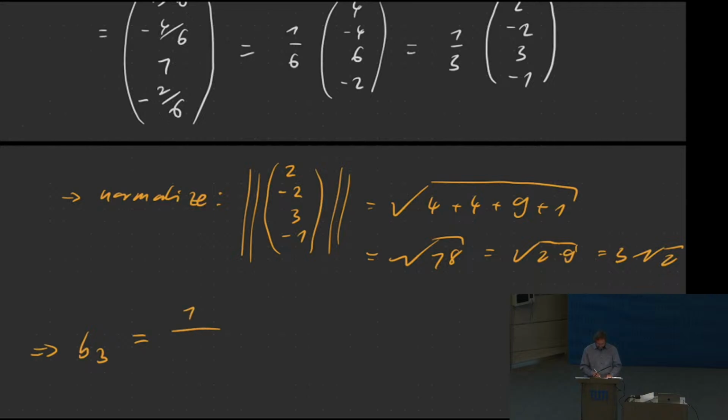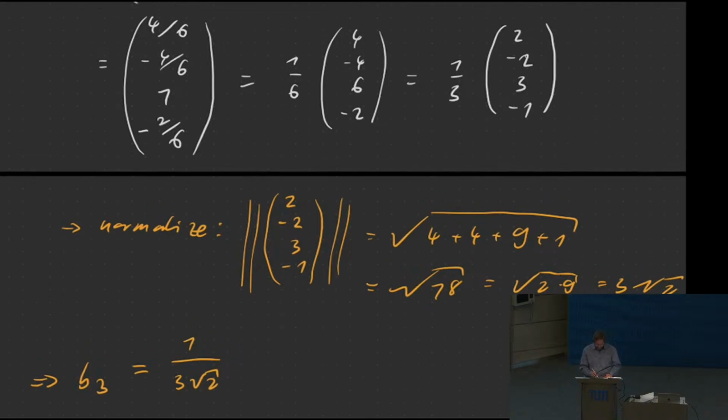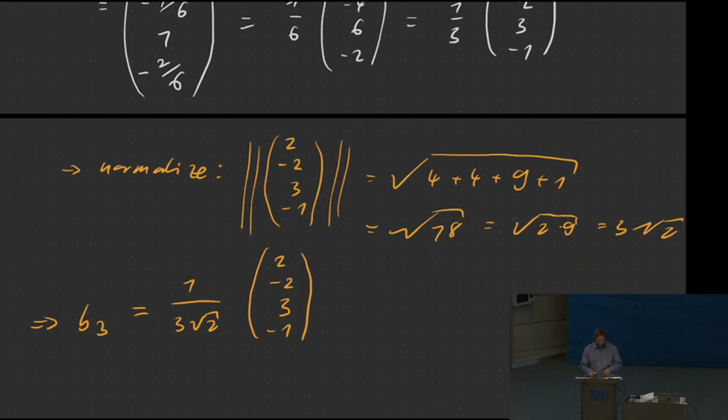Okay, so now I would get 1 over 3 square root of 2 times (2, -2, 3, -1). And that should be the result that I wrote down as a before, if I didn't mix up anything. So same procedure, just do it twice for different vectors basically. Of course, it gets more and more work as you move on, but it's always the same thing. You just have to pay attention to not making any mistakes.